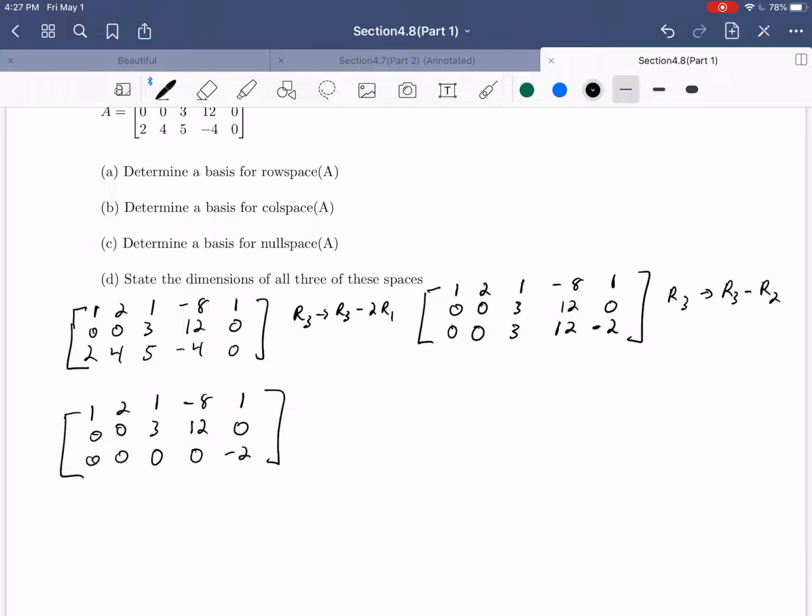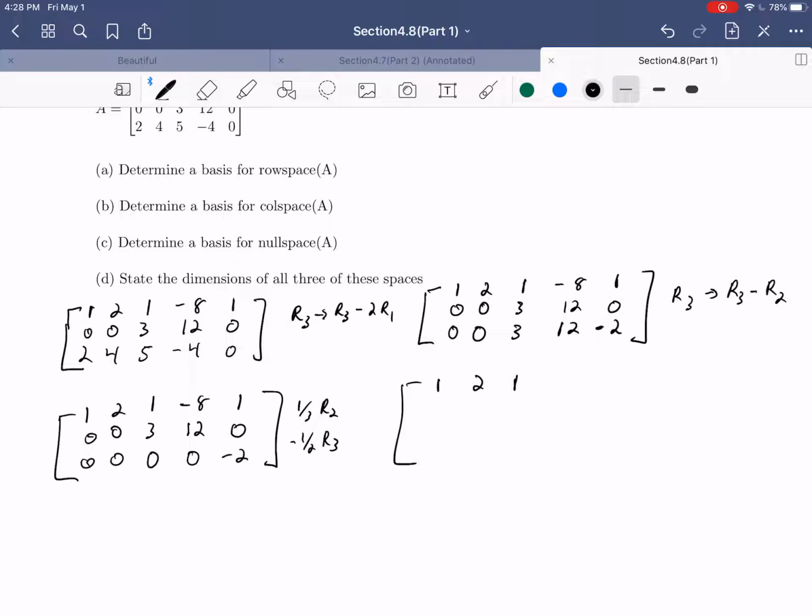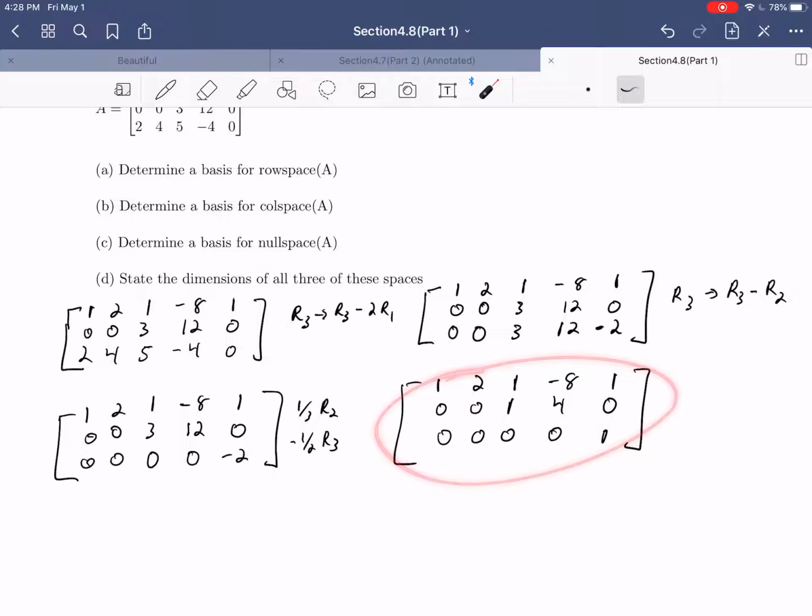All right, last thing, I guess, is if we really just want to clean it up into row echelon form, we can divide by 3, divide by negative 2. So 1/3 row 2 and negative 1/2 R3. So it looks like we should get 1, 2, 1, negative 8, 1, 0, 0, 1, 4, 0, and 0, 0, 0, 0, 1. All right, now that right there is our row echelon form of this thing.